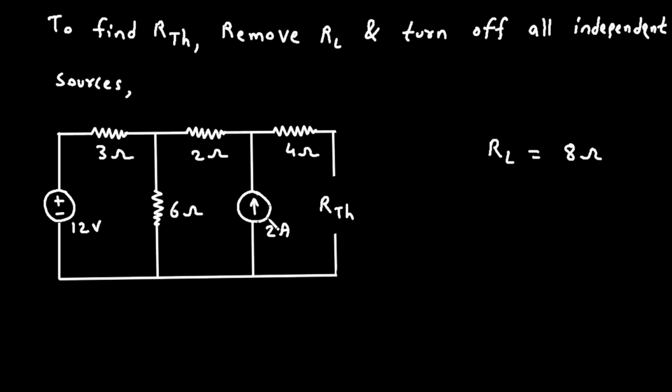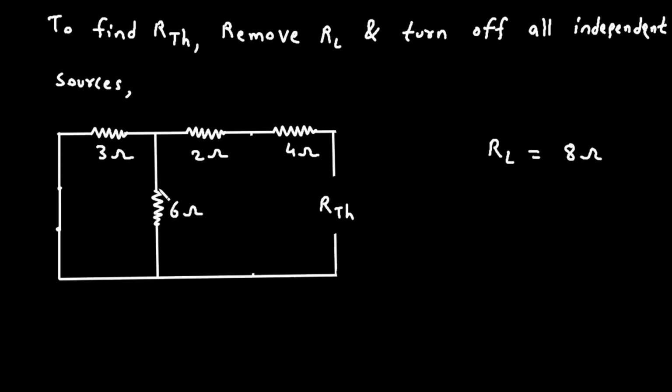Now here this current source is an independent current source, so when we turn off an independent current source, at that time we have to replace it by an open circuit. So let's replace this by an open circuit, and when we turn off an independent voltage source, at that time we have to replace it by a short circuit. Now we can easily find the value of RTH.